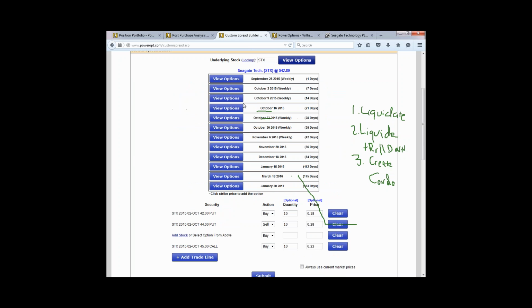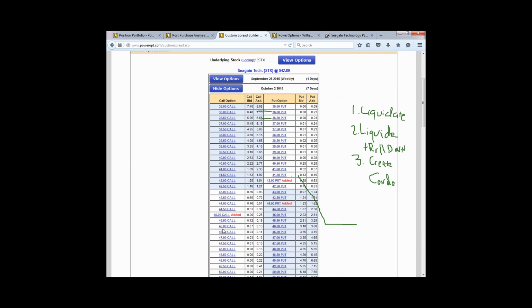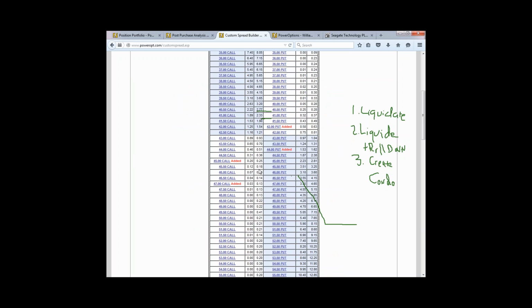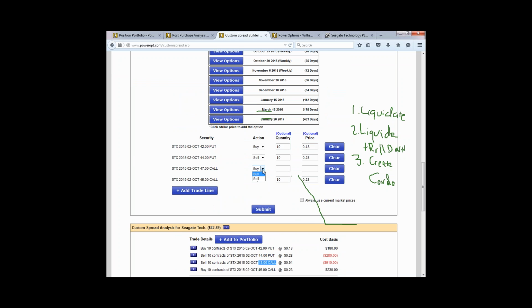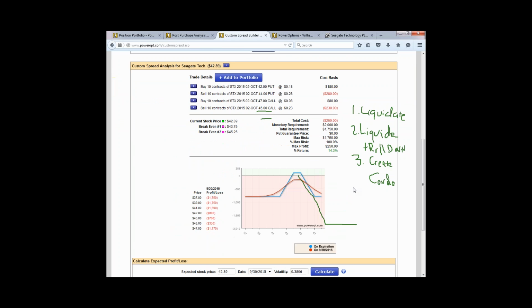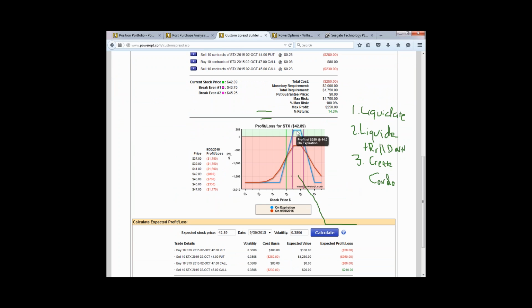Let's add in the 47 for October 2nd. We'll call that 8 cents. Okay, let's switch this. So we're going to sell that at 23, buy 10 at 8 cents. That's a better looking iron condor, and yes, we could get it back to break even and still have a profit of $250, twice as much as what we originally expected with our first position.